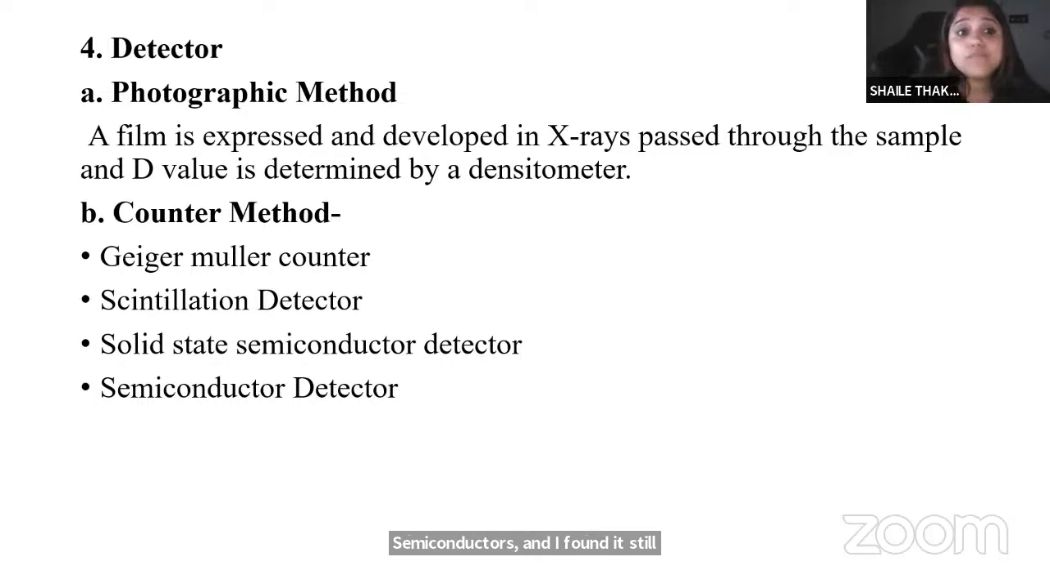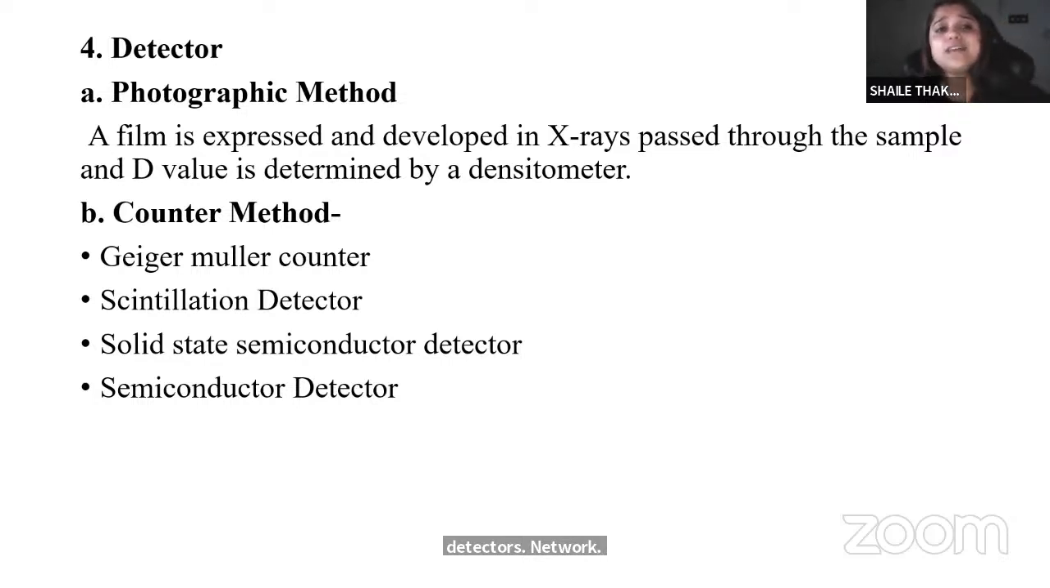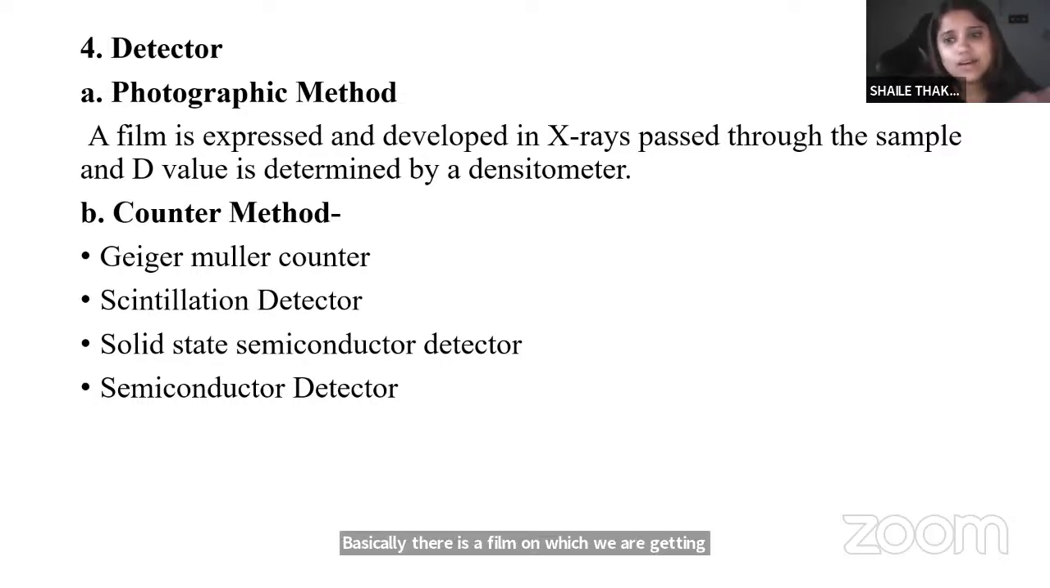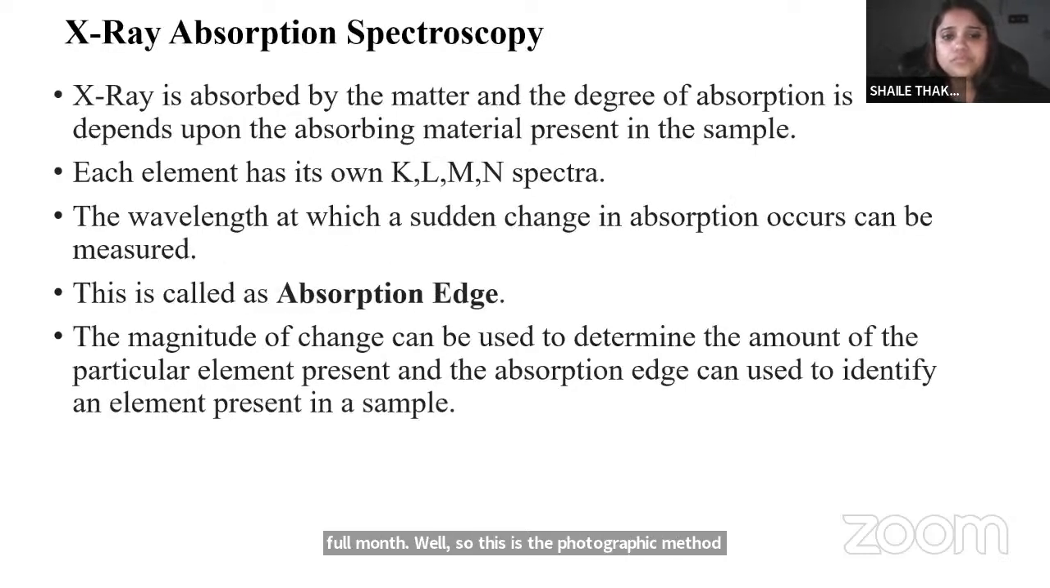In the photographic method, basically there is a film on which we are getting the sample value, right? So basically we are getting the result in the form of film. So this is the photographic method.